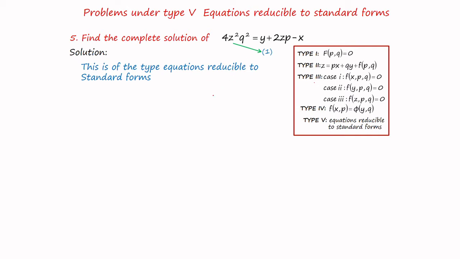After that you have to go for our substitution. We have to simplify the terms. I already told you that we take the p, q terms to one side and the x, y terms, the constant terms, to the other side before going to the substitution. So we take this 2zp to the other side. Here 4z squared q squared can be written as 2zq the whole square, and minus 2zp, since 2zp is taken to the other side, is equal to y minus x.